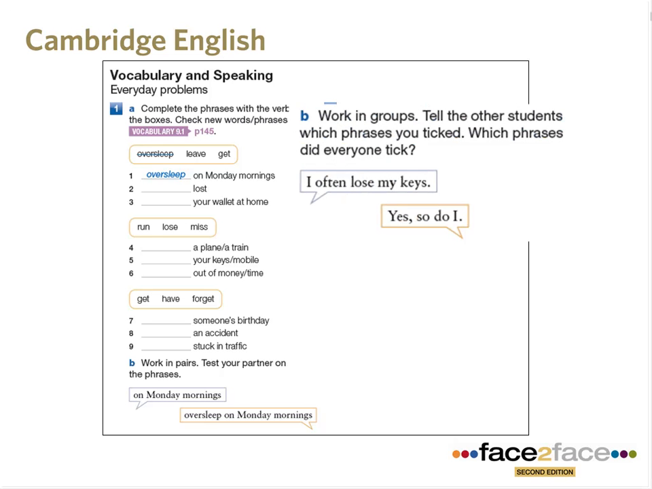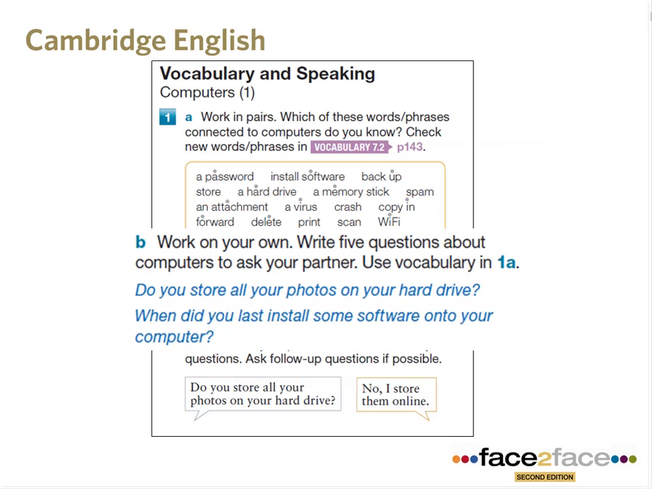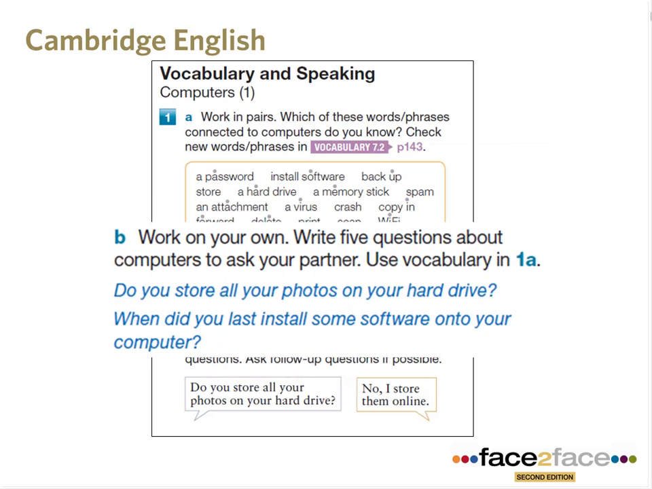It's also a good idea, as some people mentioned on the chat box, to ask students to write questions or sentences with the new vocabulary to ask other students. Here are a couple of quick examples. This exercise from Preintermediate teaches computer vocabulary such as password, backup, hard drive, spam, etc. After they've done that, they're asked to write 5 questions about computers to ask their partners using the vocabulary they've just learned. A couple of examples there on screen.